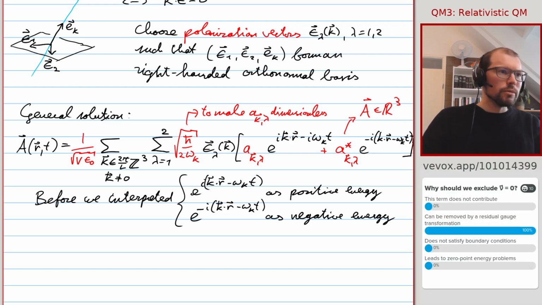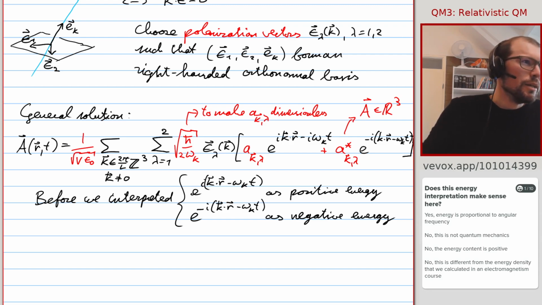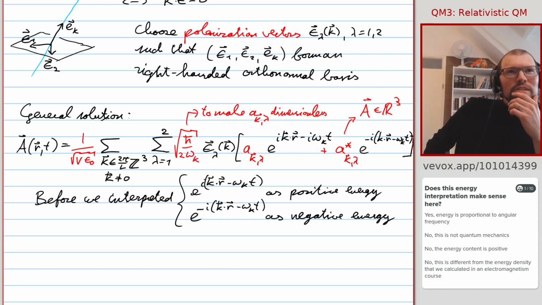So let's do a quick poll. Does this energy interpretation make sense here? Well, maybe it's proportional to the angular frequency as we're used to, according to de Broglie. Or no, this is not quantum mechanics, there is no energy. Or no, this cannot be correct because we know energy is always positive. Or no, this is different from the energy that I actually thought was contained in the electromagnetic field.